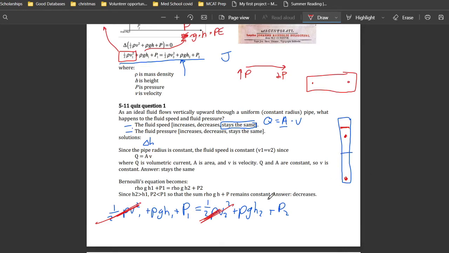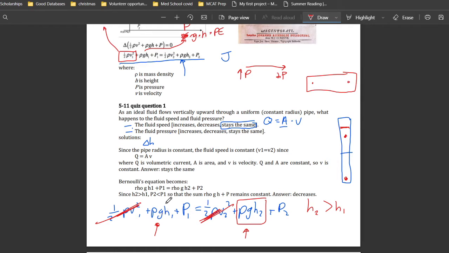So we know that the height at point 2 is greater than the height at point 1. So if the height at point 2 is greater than the height at point 1, that means that this portion of the Bernoulli equation right here is greater. It would be greater than this part right here. And since it's greater, we know that the sum of rho gh1 plus pressure 1 has to be equal to the sum of rho gh2 plus pressure 2.